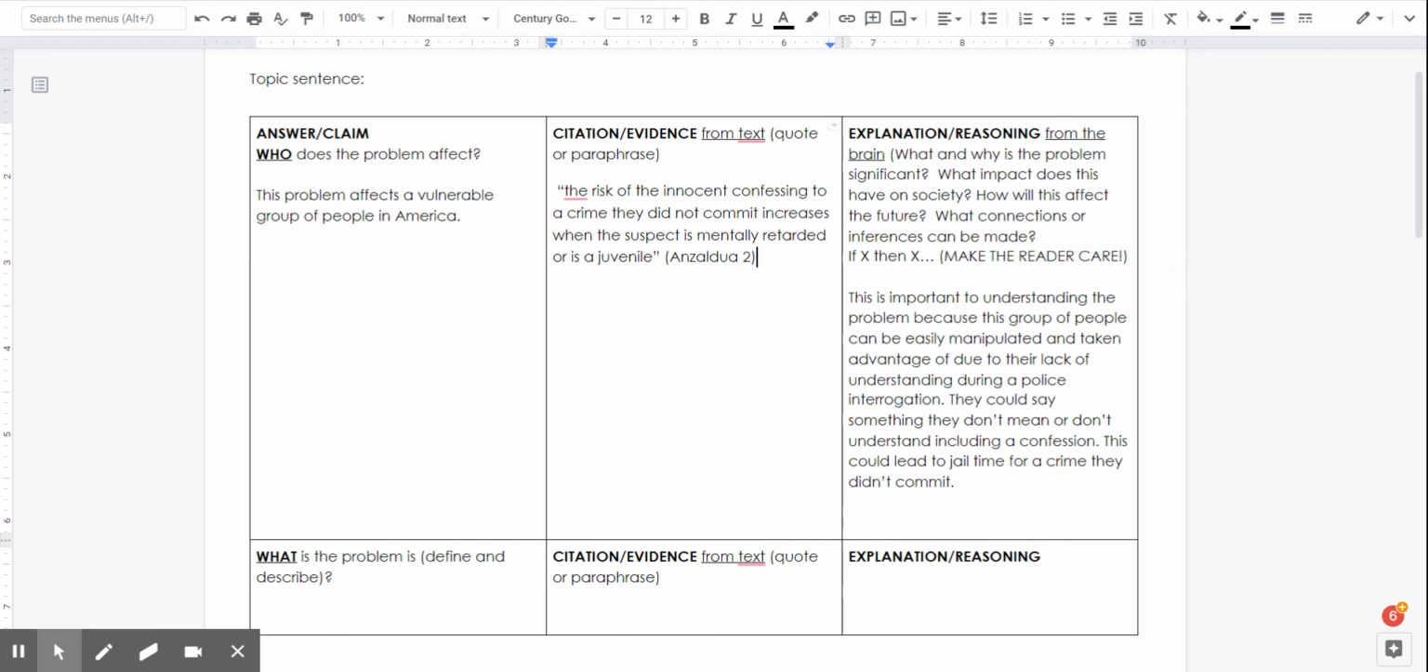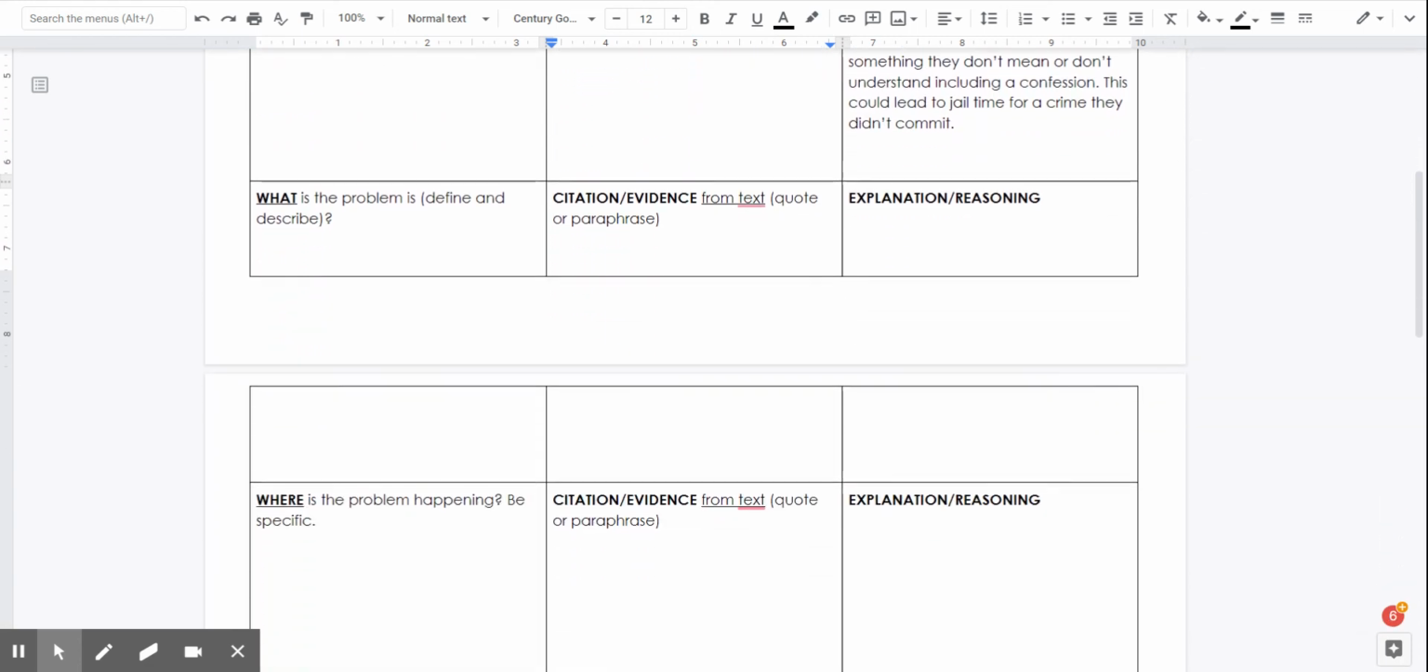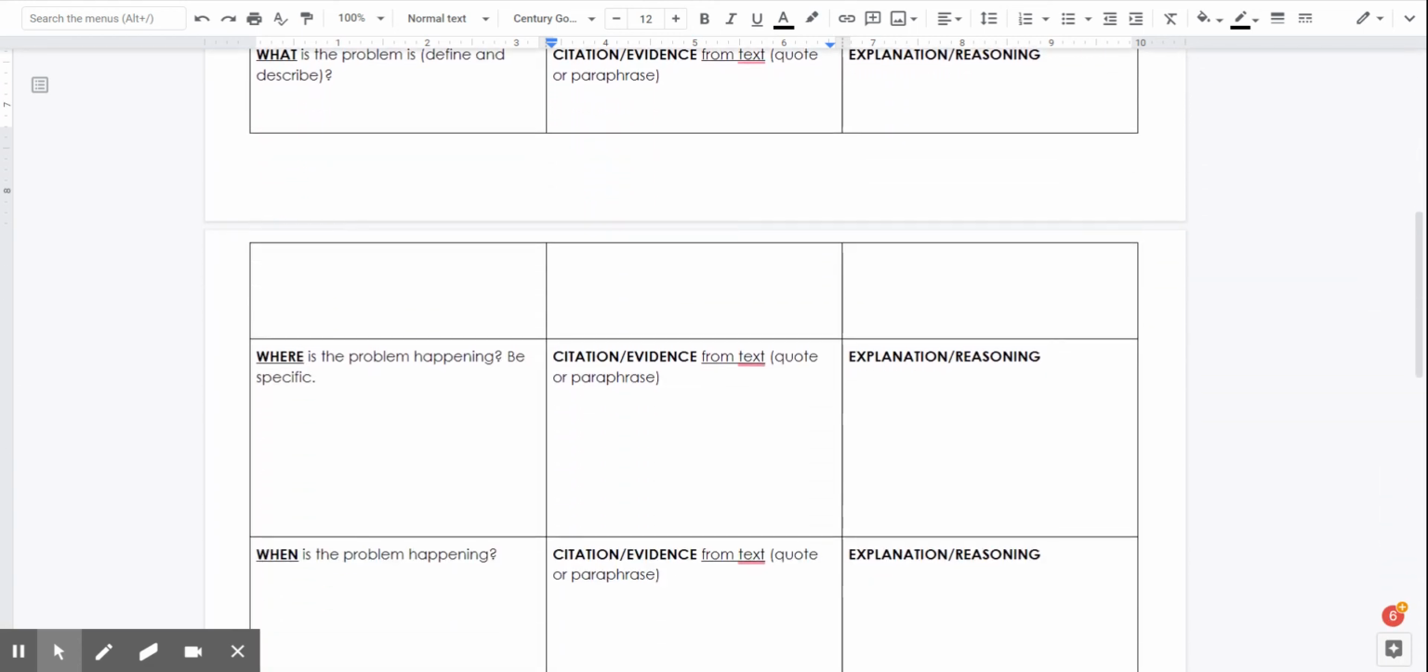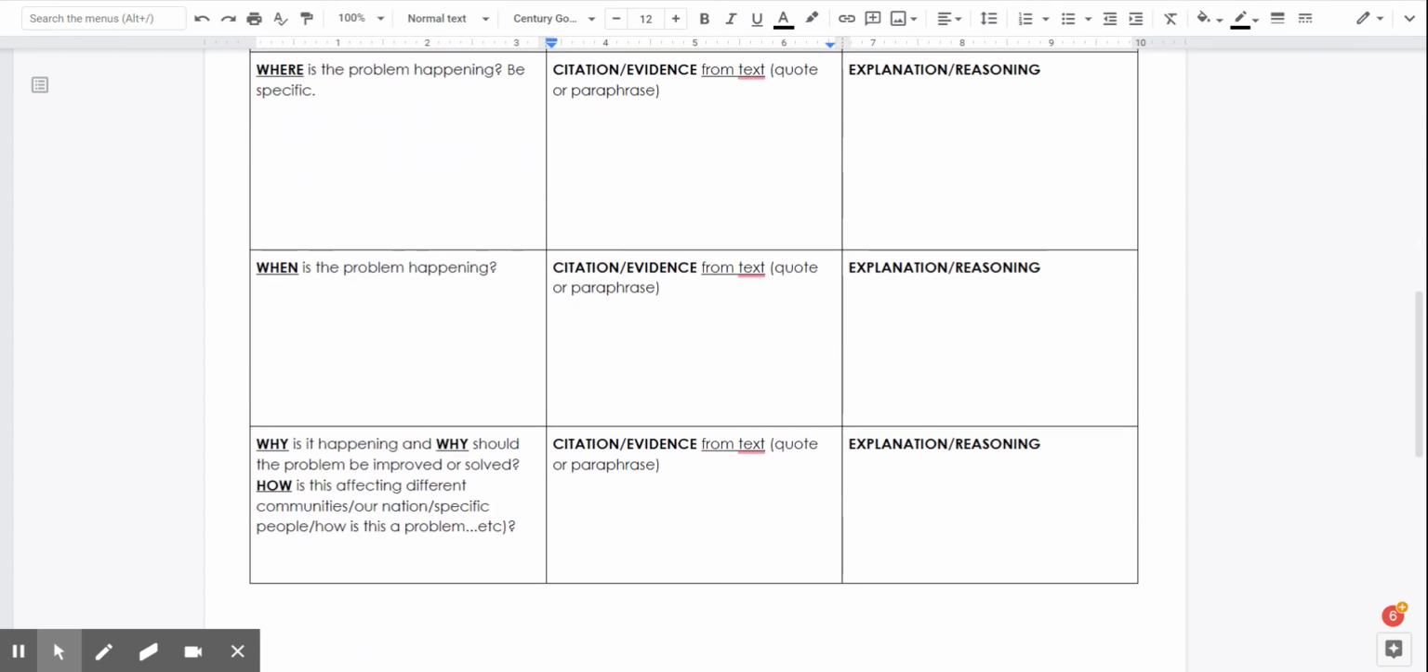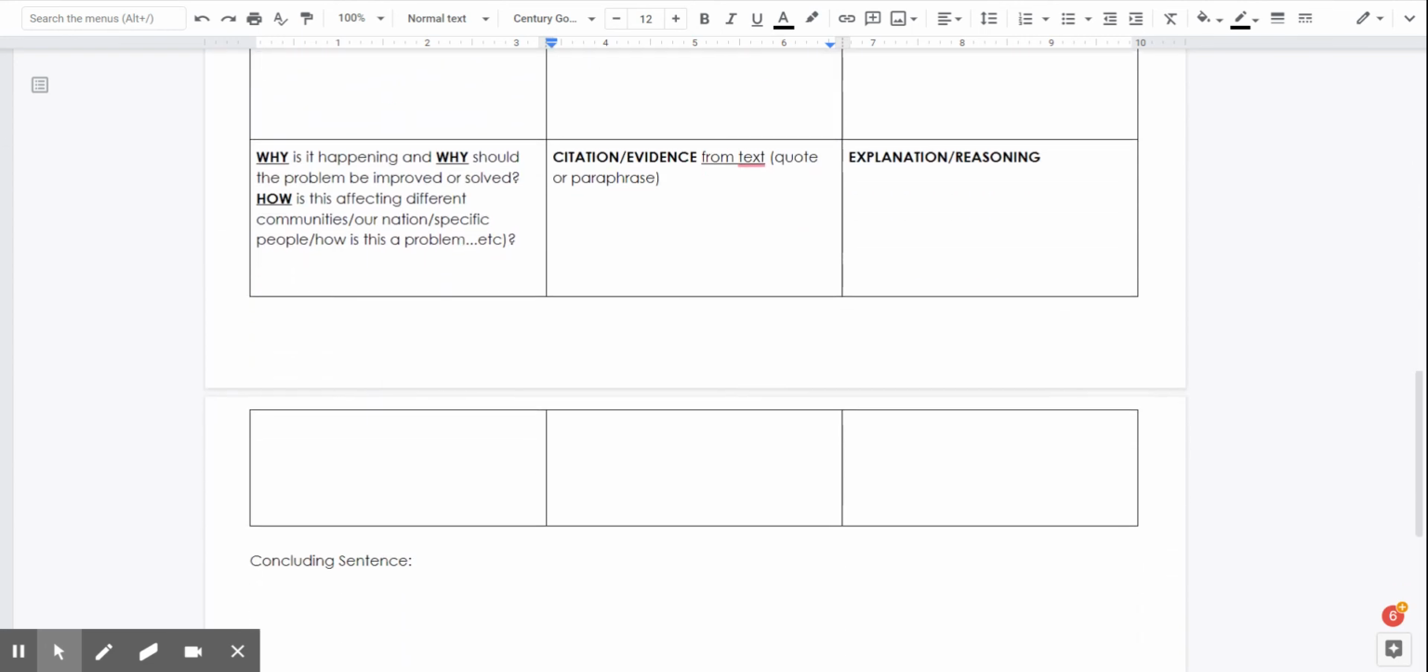Now, it's really important when you build your paragraph that you embed this piece of evidence or paraphrase it, put it into your own words. But for right now, we're just going to want to put it in this box. And then as we are crafting our paragraph, we'll be able to start putting these pieces of the puzzle together. As you continue this assignment, you'll define the problem, you'll explain where it's happening, when this problem is happening, and how and why it is a problem, and then write a concluding sentence.